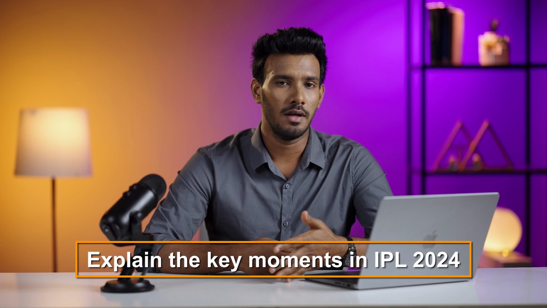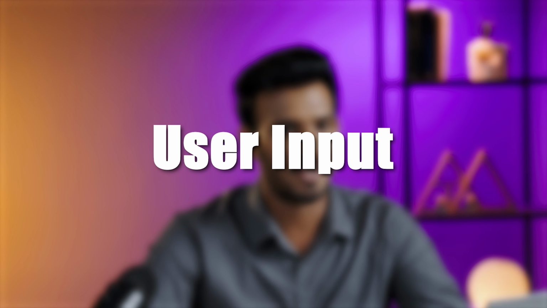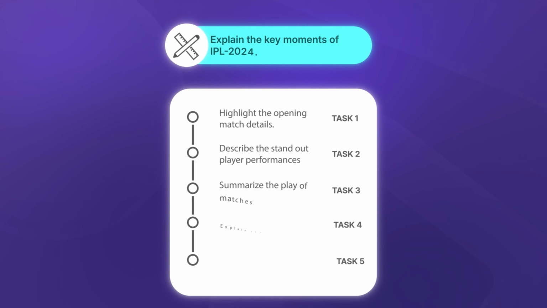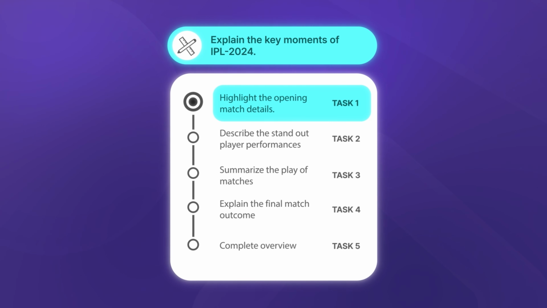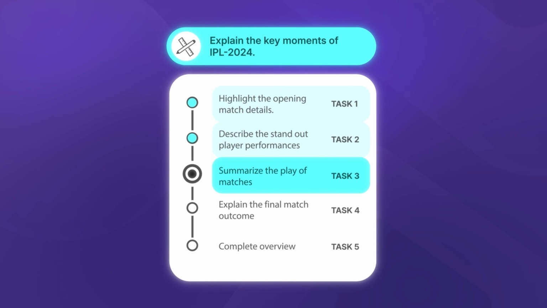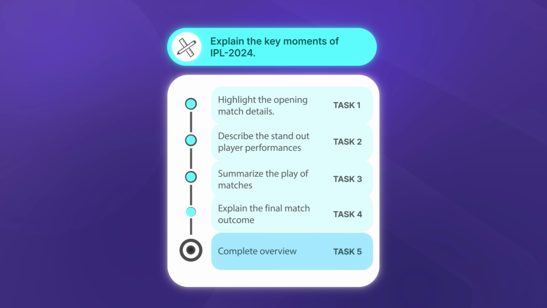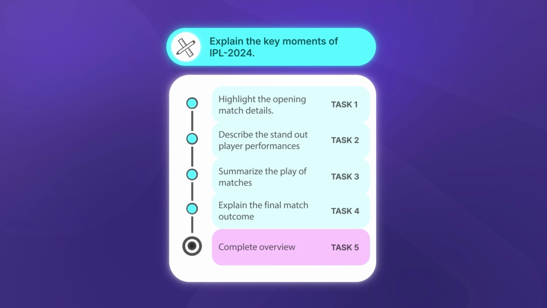For a question like, explain the key moments in IPL 2024, here's how the system breaks it down and works step by step. Step 1. User input. You ask the system, explain the key moments in IPL 2024. Step 2. LLM Planner. The AI breaks this big question into smaller tasks arranged in order. Task 1. Highlight the opening match details. Task 2. Describe the standout player performances. Task 3. Summarize the playoff matches. Task 4. Explain the final match outcome. And Task 5. Put all key moments together to give a complete overview.